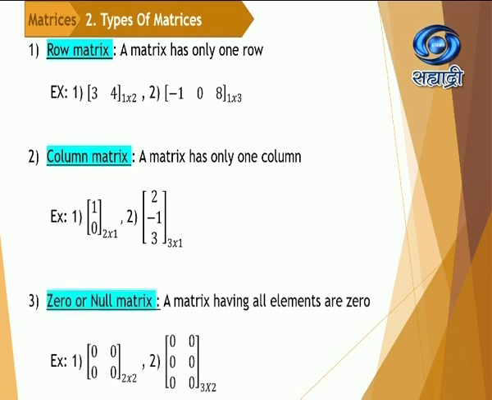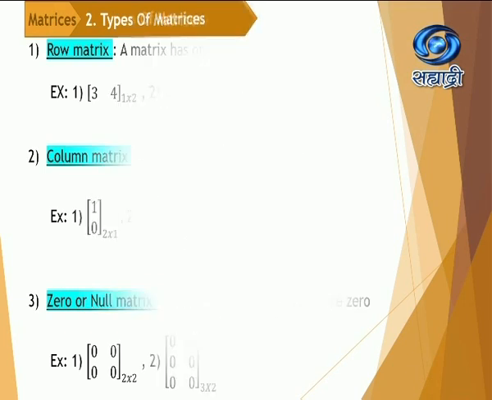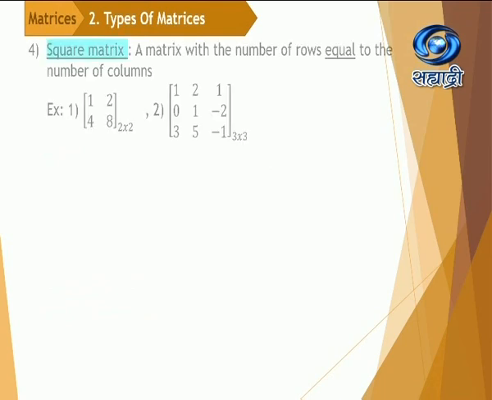Then third, the 0 or null matrix. A matrix having all elements zero is nothing but the 0 or null matrix. Here is an example with 2 cross 2 order and the other is 3 cross 2, with the entries zeros. Then fourth is the square matrix, which is an important type of matrix.